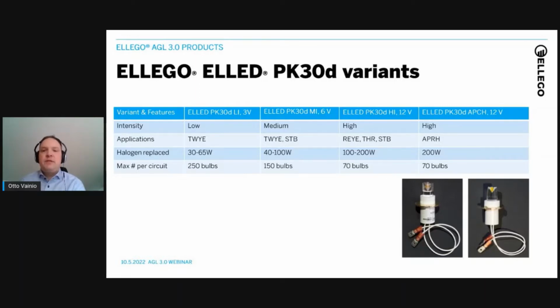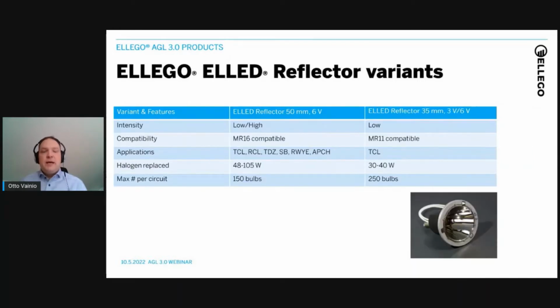12 volt version, 70 bulbs per circuit, covering the more high intensity applications: approach, runway edge, threshold, stop bars, these kind of locations. And the same with reflector. On the next slide, we see a little less variance.